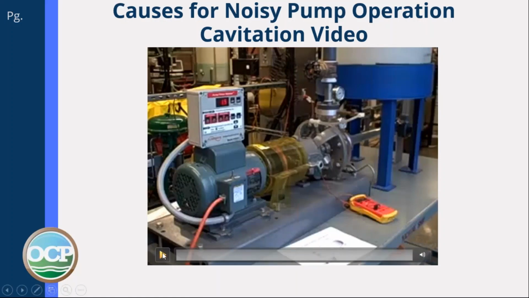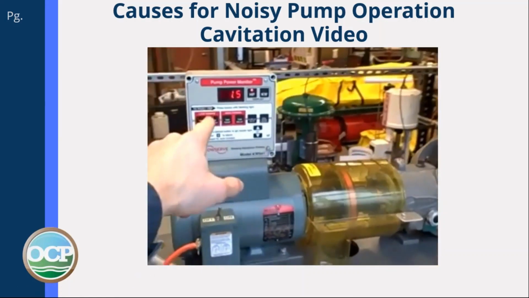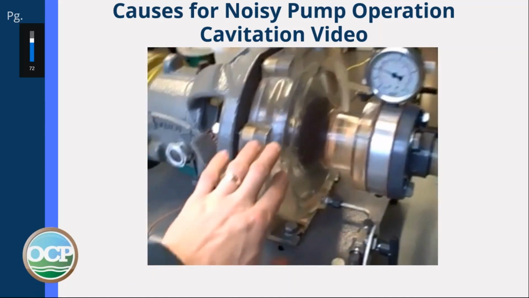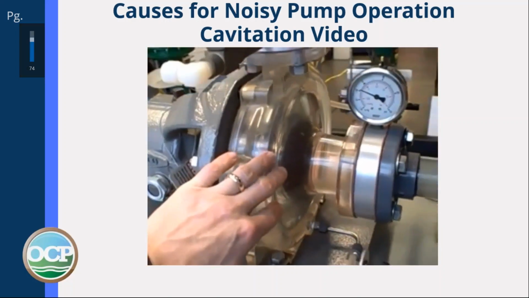Let's watch this video. Here we have a pump trainer. We have an electric motor with a horsepower meter, through a magnetic coupling, through a centrifugal pump. The pump itself is made of acrylic, so we can see the spinning impeller inside. We can also see the fluid go through.